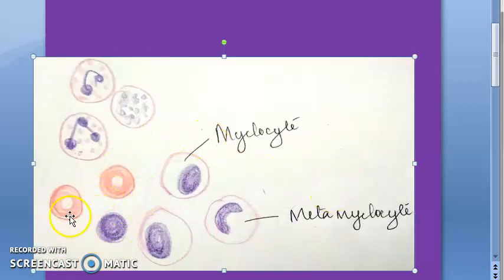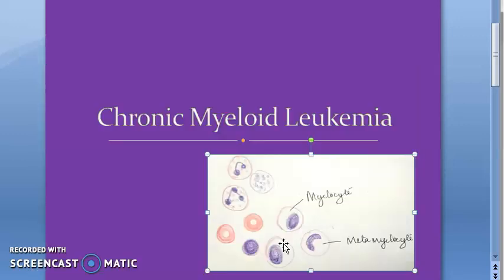Okay, so what are these? RBCs. This is a small lymphocyte. This is a neutrophil. This is an eosinophil. This is the basophil. All this much is normal, right? In a normal peripheral smear, you will see all these. But look at this. Myelocytes, metamyelocytes have come off to the blood. So this is what is chronic myeloid leukemia.